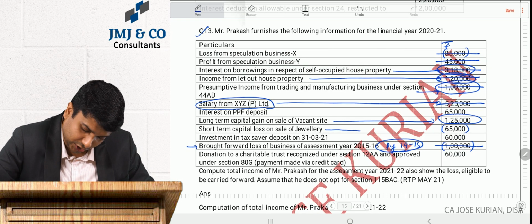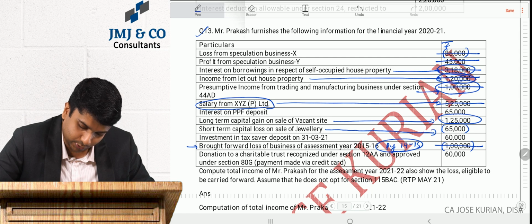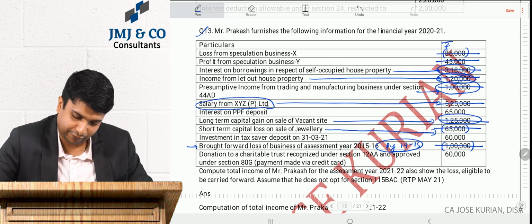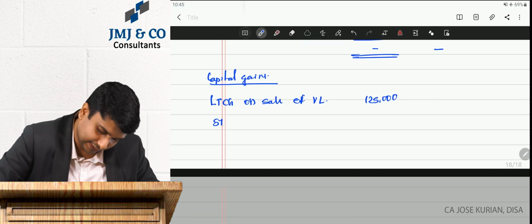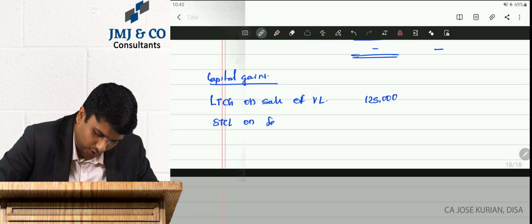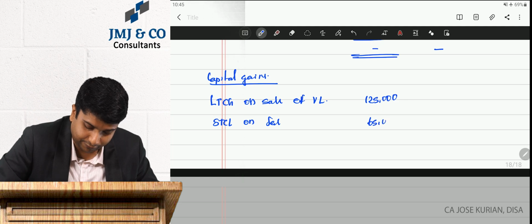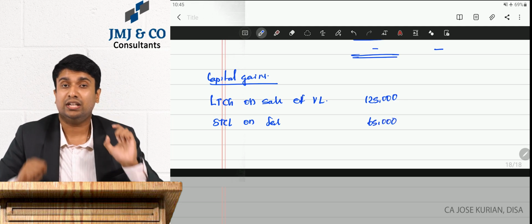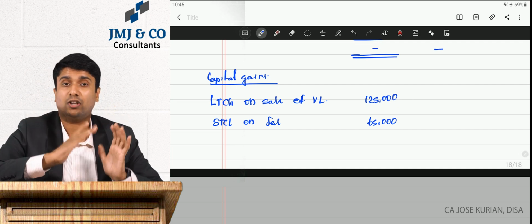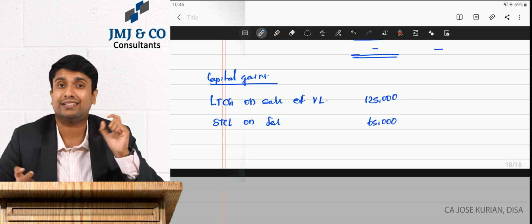Now, is there any loss from the head capital gains? Yes. There is a short-term capital loss on sale of jewelry. All right. And that is 65,000. So I'm considering that short-term capital loss on jewelry, and it is 65,000. Now the point is, that short-term capital loss can definitely be used to set off long-term capital gain.